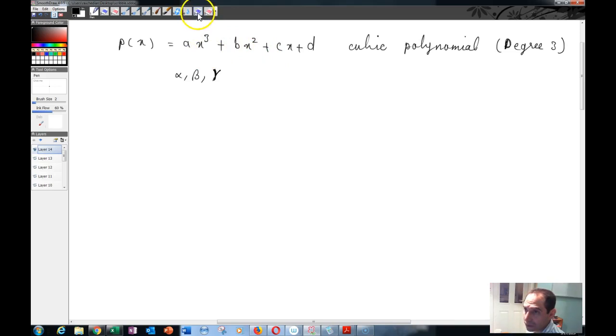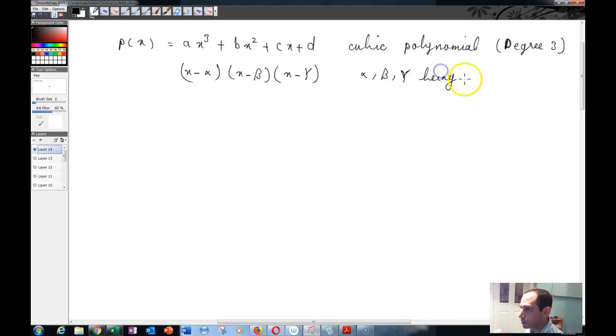Now you can write this in the form of the factors that it could have. So the factors would be, for example, x minus alpha times x minus beta times x minus gamma, if alpha, beta, and gamma are the zeros of p of x. Then your p of x is written in a factorized form.